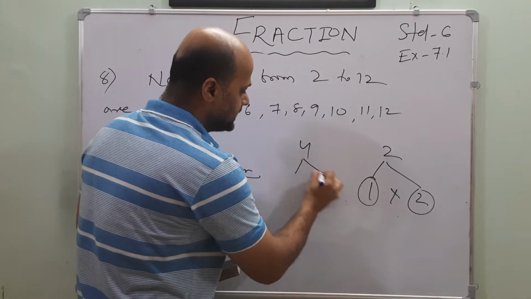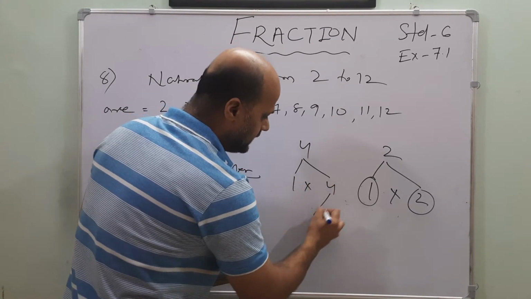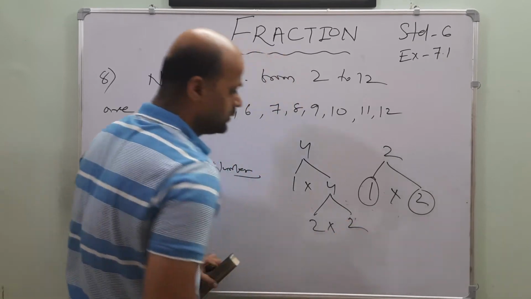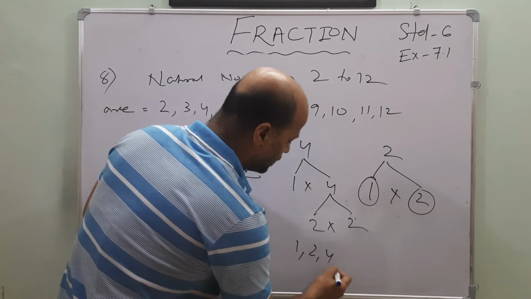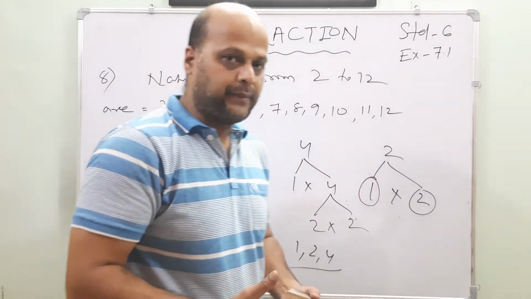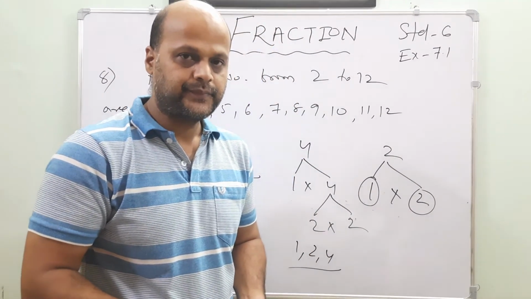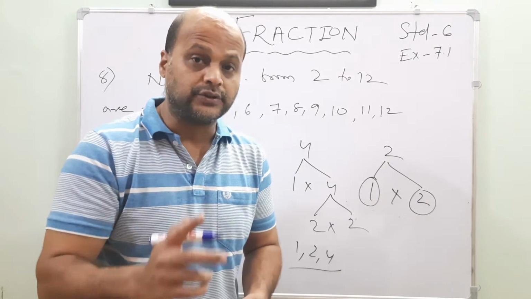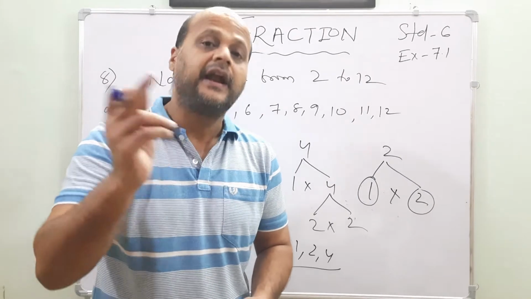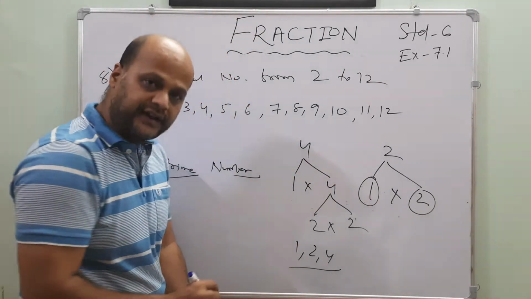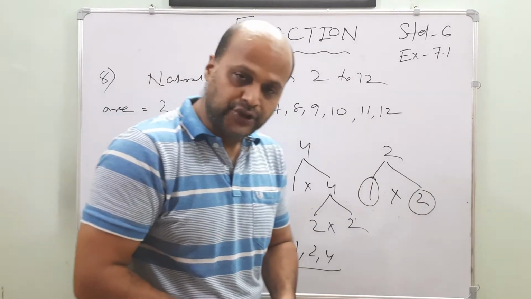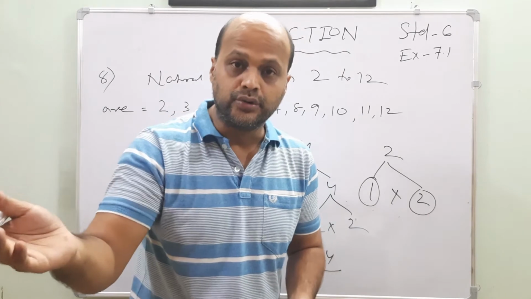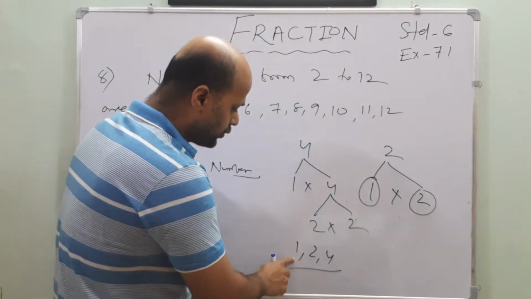4: 1 into 4, again 2 into 2. So what are the multiples of 4? 1, 2 and 4. Three are there. Prime numbers are the numbers having two multiples: 1 and the number itself. But here 4 is there. 4 is a composite number. Composite numbers are the numbers having more than two multiples. Here 1, 2 and 4.